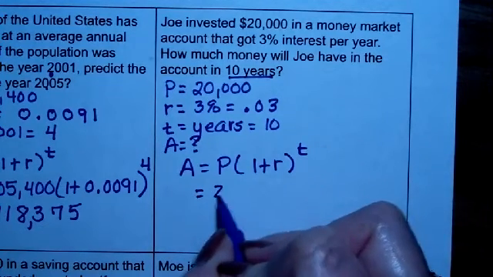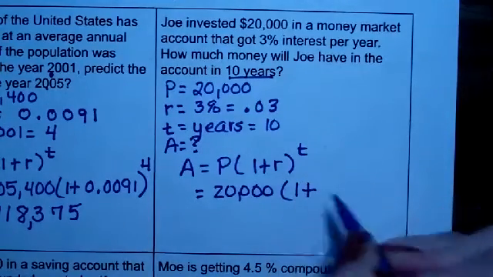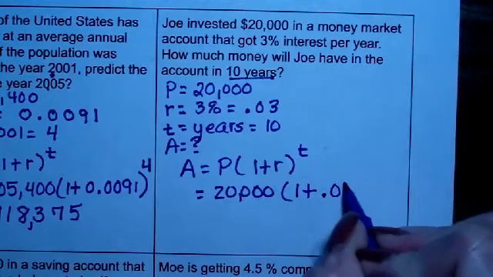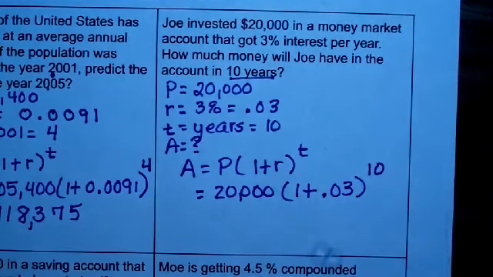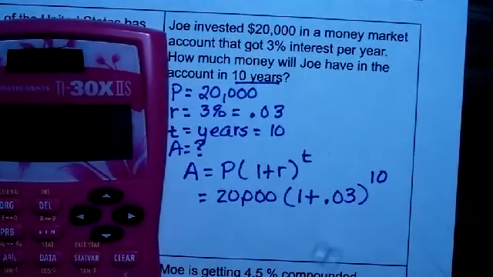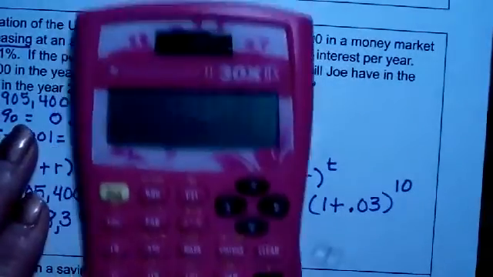Okay. So P was 20,000. And then that's 1 plus 0.03 raised to the 10th power. And I'm going to grab my calculator again right here, and we're just going to type this in. And I can type it just the way I see it, parentheses and all. And I'm going to take my answer right here. See if we can see it.